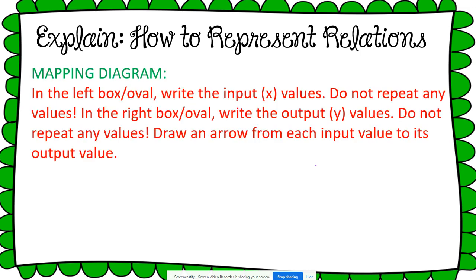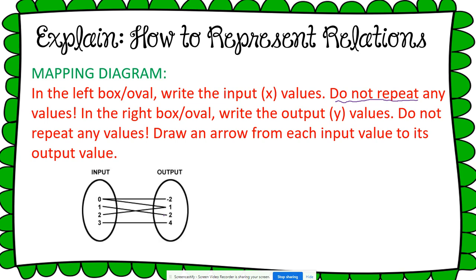Mapping diagrams are when you have boxes or ovals, and you write the input in the first box or oval, and you have to make sure, this part's important, you do not repeat any values. Then in the right box or oval, you write the output values. Again, do not repeat anything. And you draw an arrow from each input to its output.